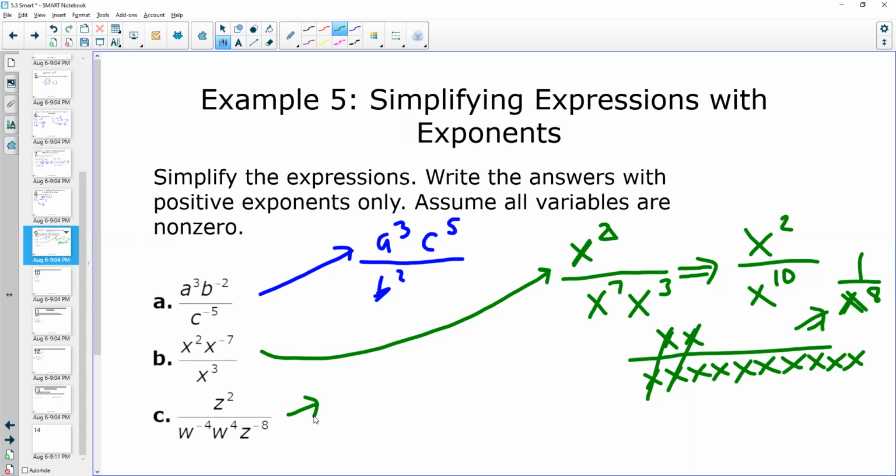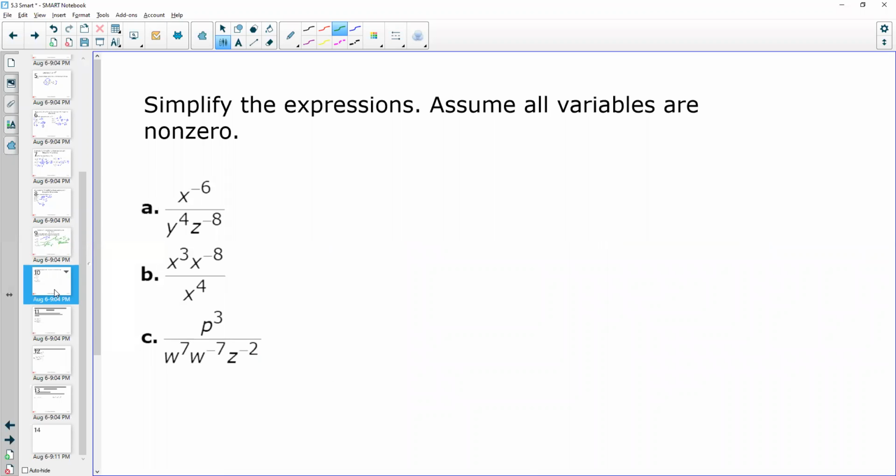All right, and then let's do this last one. Z squared stays where it is. W to the negative 4th goes to the numerator. W to the negative 4th becomes just w to the 4th. W to the 4th, the positive one, stays in the denominator, and z to the 8th moves up. So now I just have to simplify. That's a z instead of a t. So w to the 4th cancel, because there's w to the 4th on the top and the bottom. And I'm left with z to the 10th. That's all.